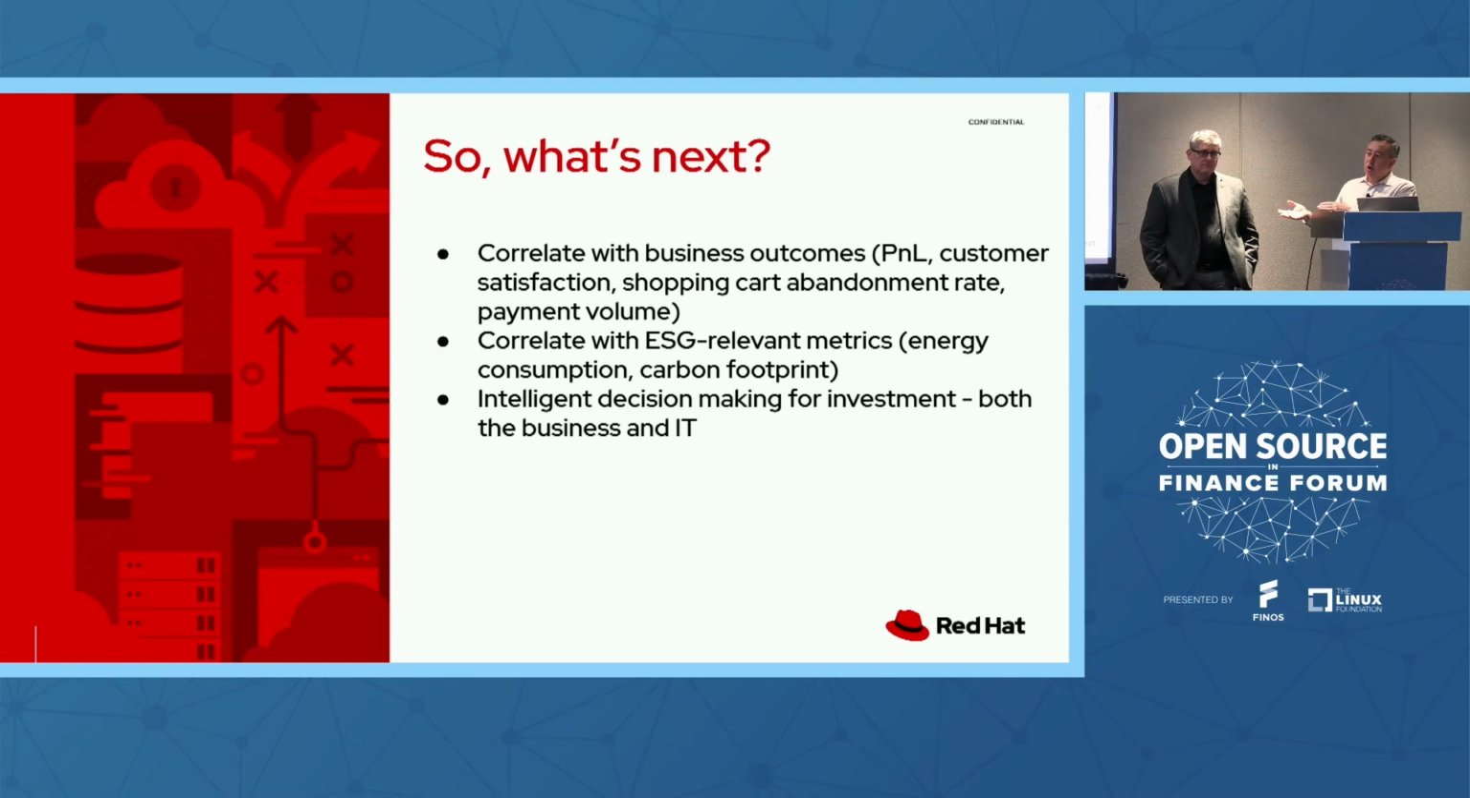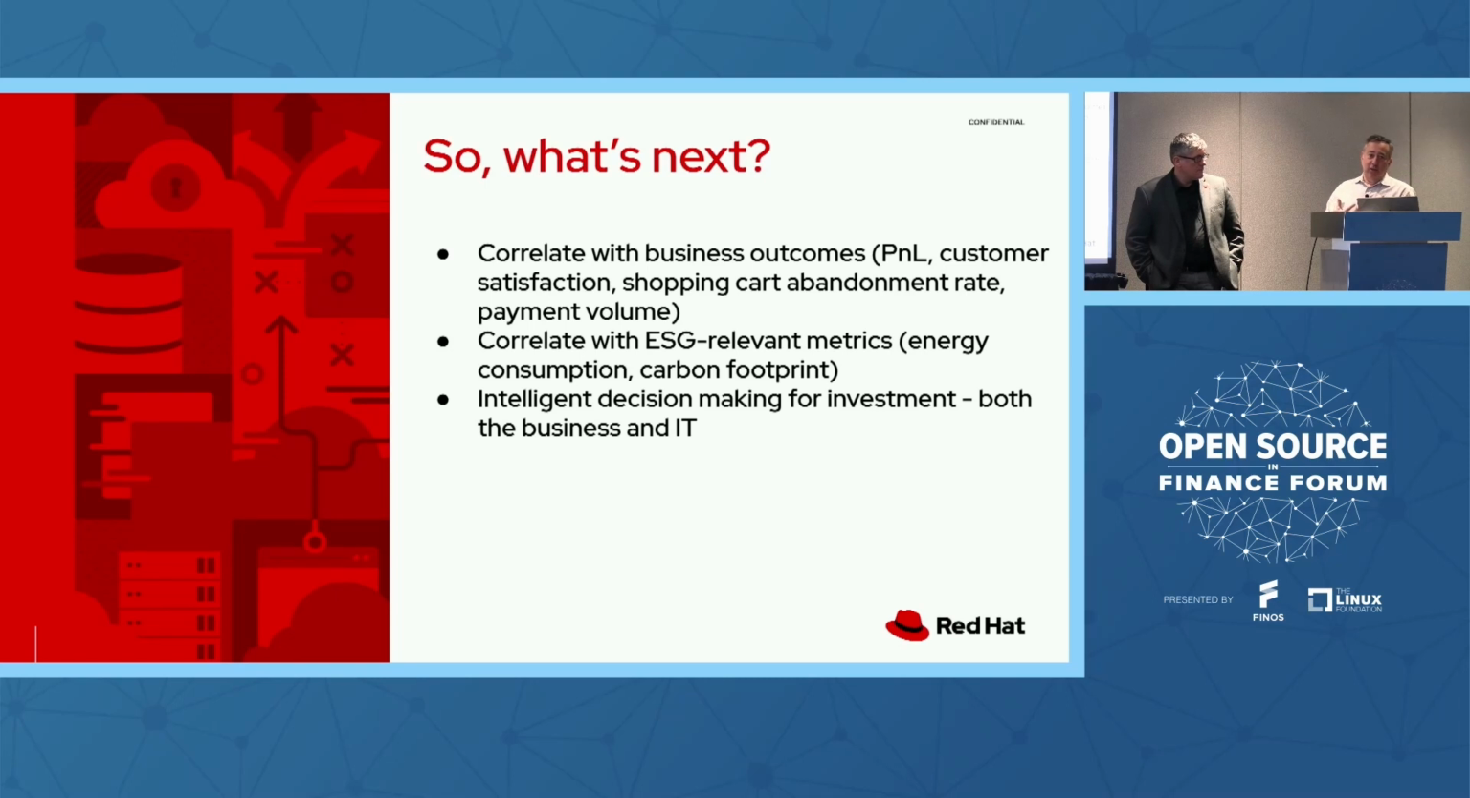And then you can start making all sorts of interesting decisions on where to invest, showcasing that if I improve the performance of this, I can see that it's going to improve my P&L, for example, or reduce the drop rate when people are in the shopping cart. And I think that's a piece where you really need to collaborate with the line of business, understand what's driving their business, what their metrics are, and then incorporate that into your system.